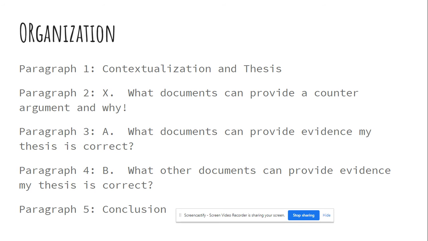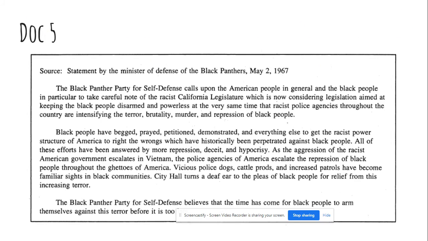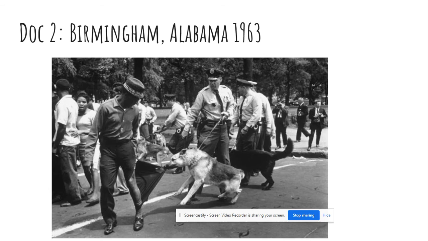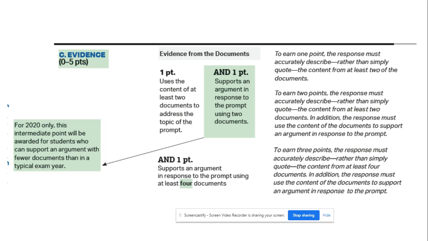By following this kind of organization, you should have no problem using 4 documents addressing the argument, not just the topic, and at least HIPPing 2 documents. So what I'd like you to do is pick one of our 5 documents. I'd like you to try to properly HIPP it in our discussion board. Now, make sure that you're keeping this part in mind.